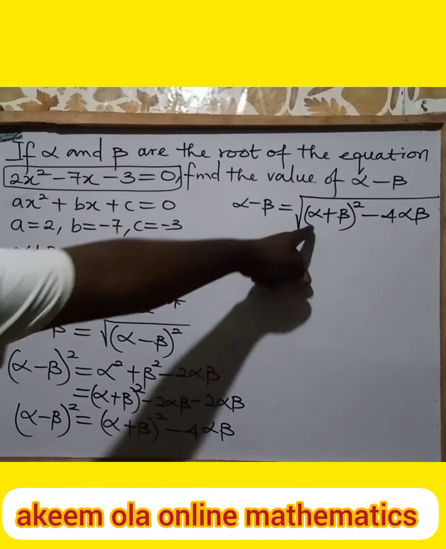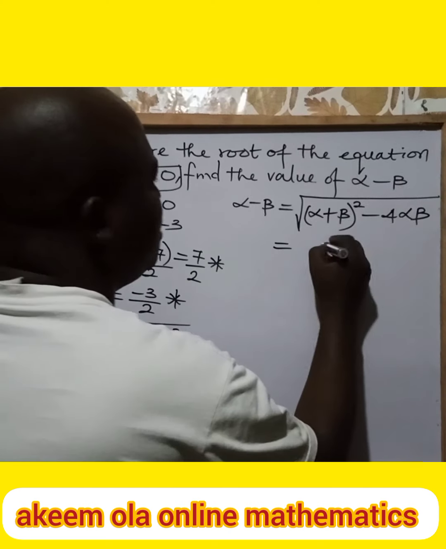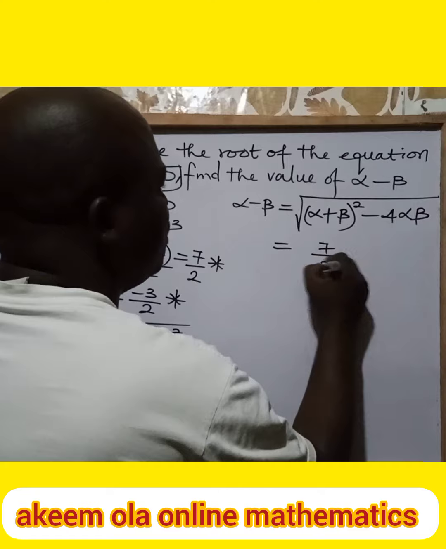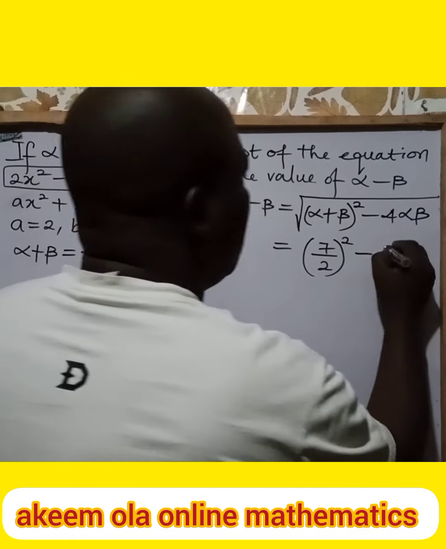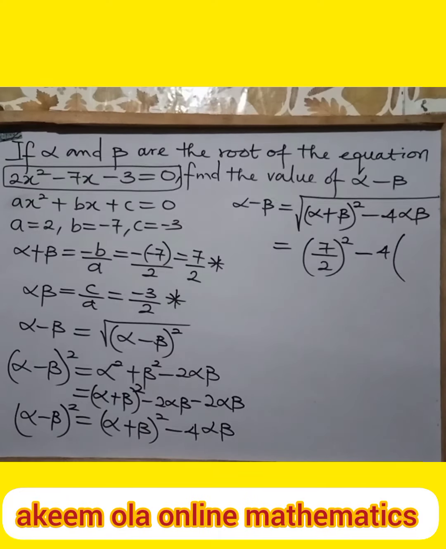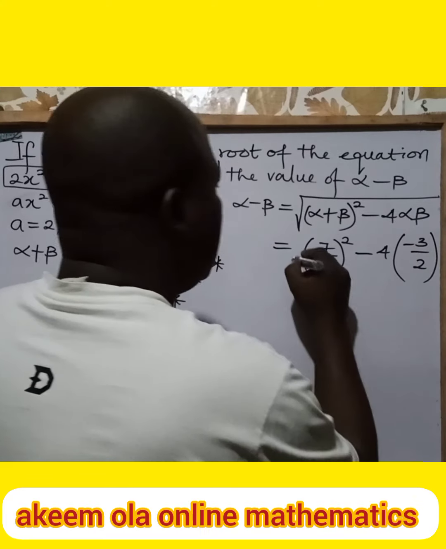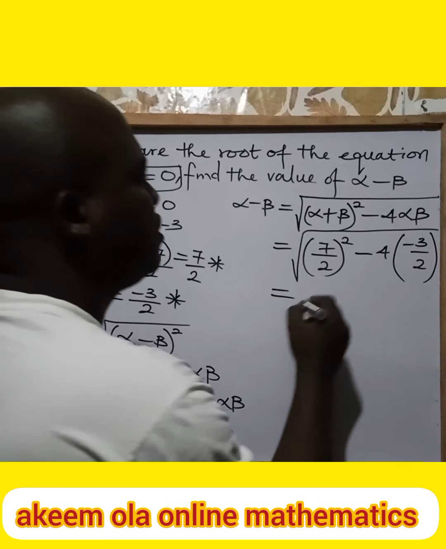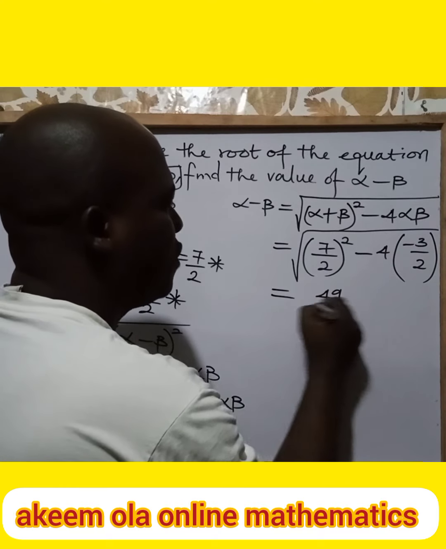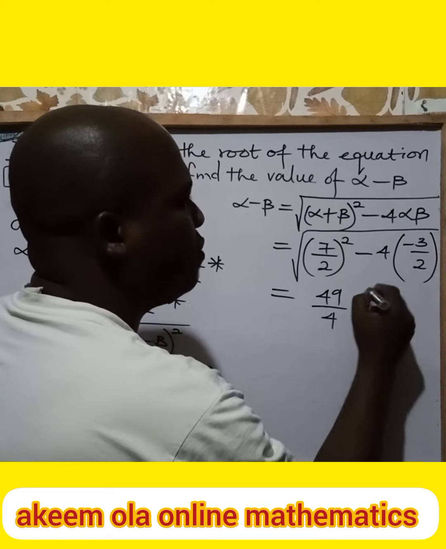What is the value of alpha plus beta? My alpha plus beta is 7 over 2. So I'm going to have 7 all over 2 square minus 4 into, what is the value of alpha beta? My alpha beta is minus 3 all over 2. Don't forget the square root sign. So that will give us 49 all over 4, minus times minus is plus. So we have plus there.